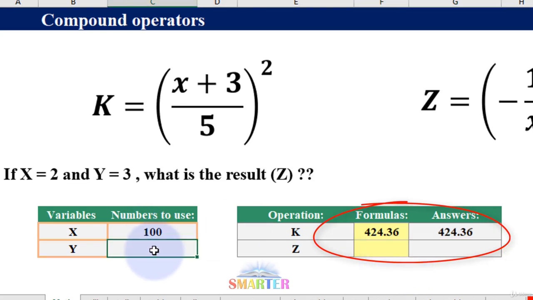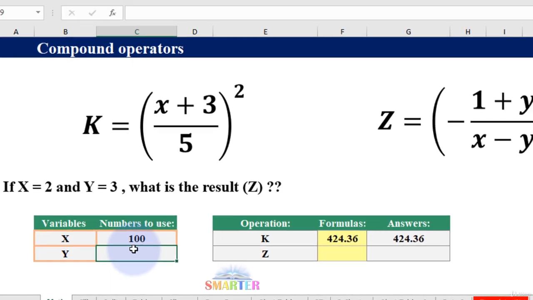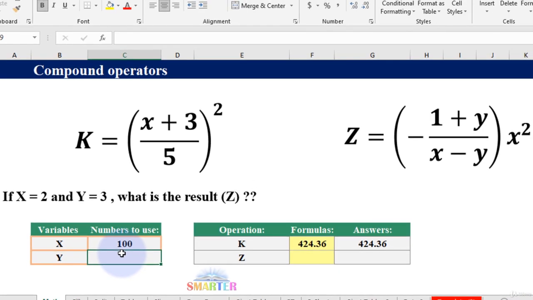Okay. Let's go to the next example and calculate the term of z. And z here is a function of two variables. The first variable is x and the second variable is y. Let's say that the variable y equals 20. Okay?